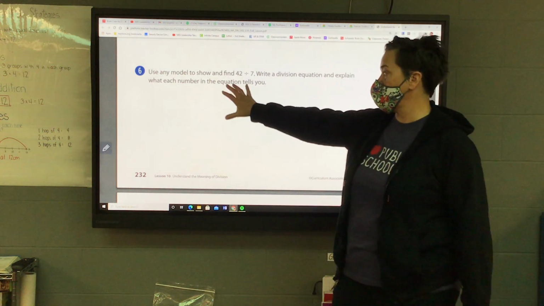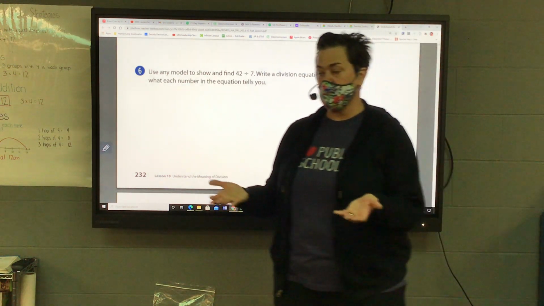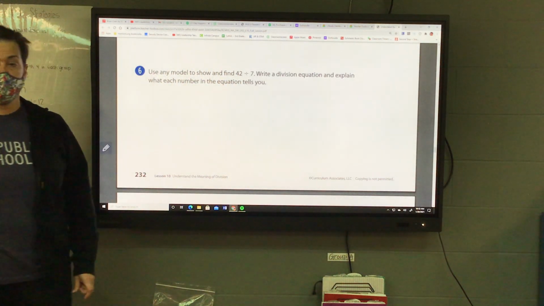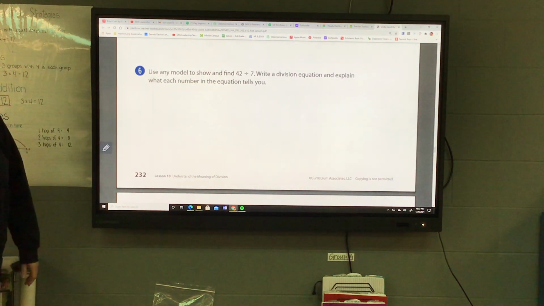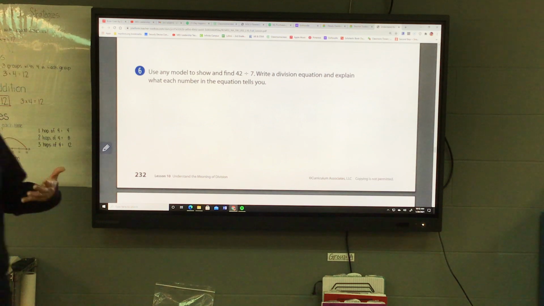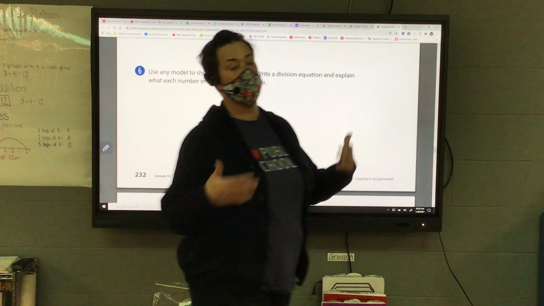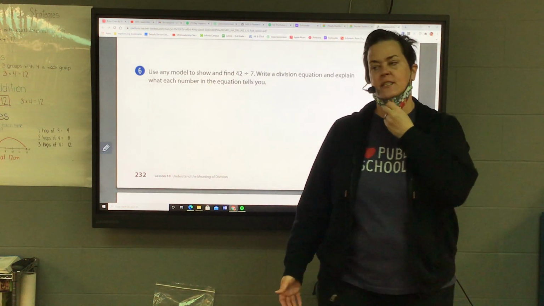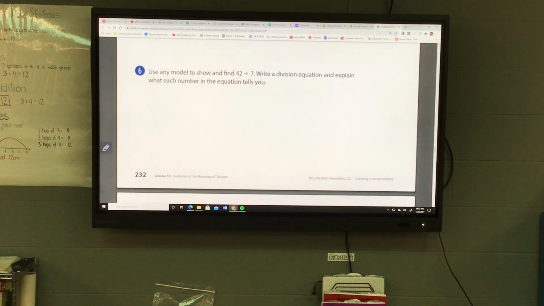All right, show me any model, any strategy that you want to use to solve 42 divided by 7. Go ahead and work on that on your paper. You have to figure out the quotient, because when we divide, the answer is called the quotient. What's the answer called? Quotient. Yes. So go ahead and show me what you're going to do to solve that problem.